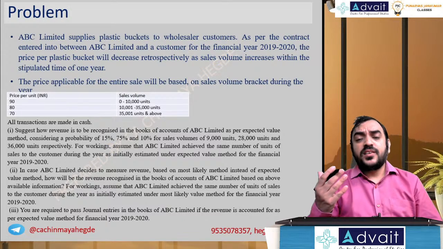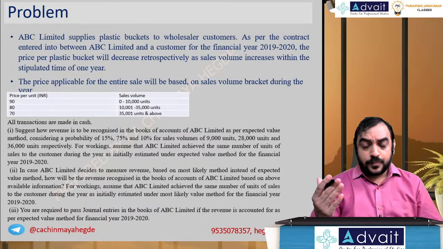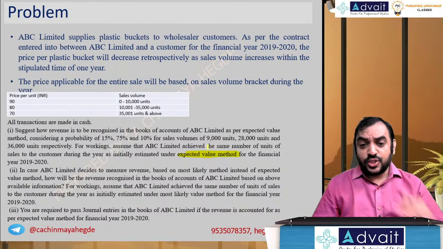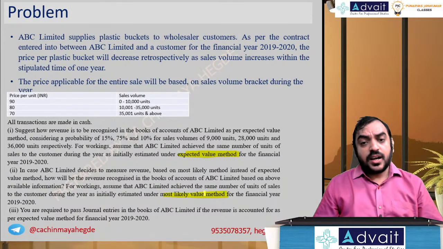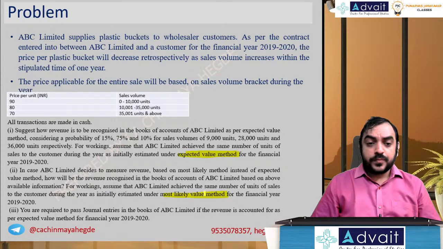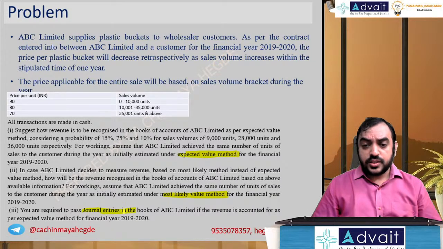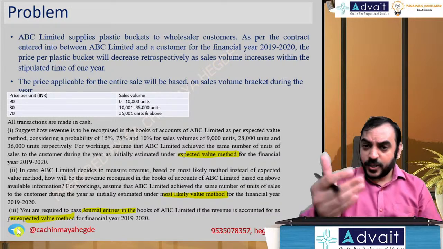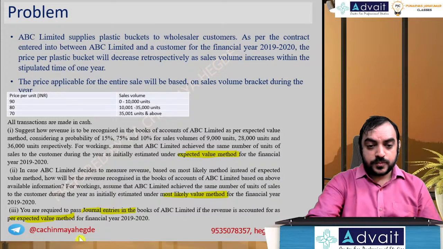So when the consideration is variable, you have two methods. One is expected value method, which is what is asked in the first part of the problem. And then you have most likely method, which is asked in the second part of the problem. And you have to pass journal entries for the expected value method, which means only for the first part of the problem. This is a requirement. Read the problem once more.